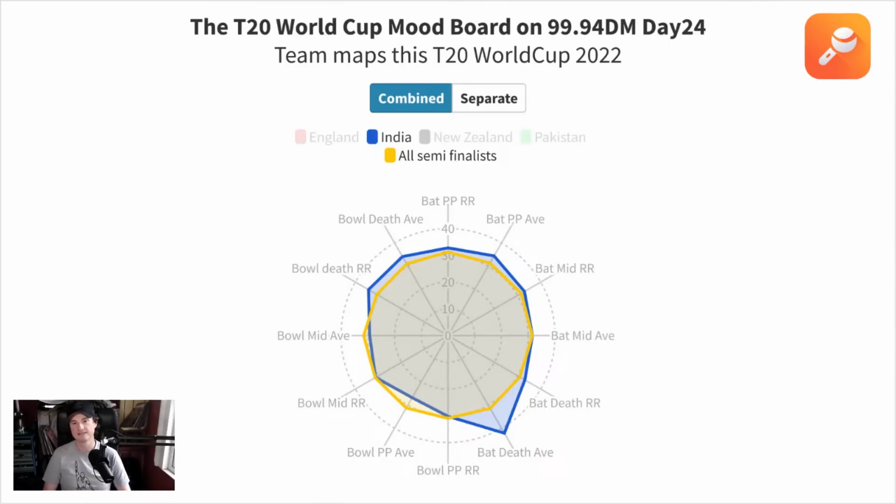weirdly enough, and this is something that hasn't translated to this World Cup, that they're actually not a bad batting power play team when it comes to run rate. And average does make a bit more sense because of the way that they play. You can understand why they've got a bit more of a bump there.